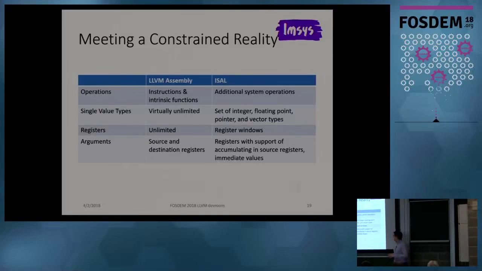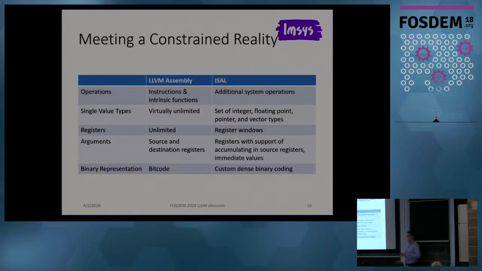As for the arguments, basically each instruction has source and destination registers as arguments. I will tell you in the next slide why it is not always efficient to have only that. So we added special instruction variants to support accumulating in source registers and also to work directly with immediate values. And also the binary representation is very important for us. So LLVM assembly has bitcode as a binary form. We developed our custom dense binary coding, and I will tell you some more details about that too.